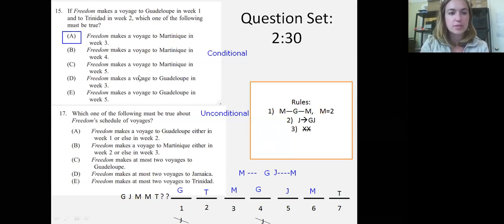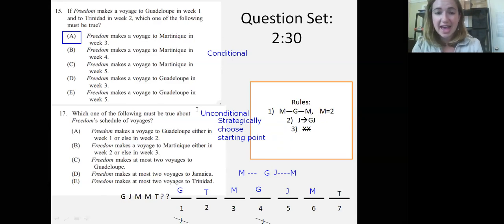I'm going to get started talking about number 17. For an unconditional question, one strategy that you can use to move a little faster, because you don't want to have to test all of the answer choices if you can avoid it, is to strategically choose your answer to start with. So strategically choose your starting point.